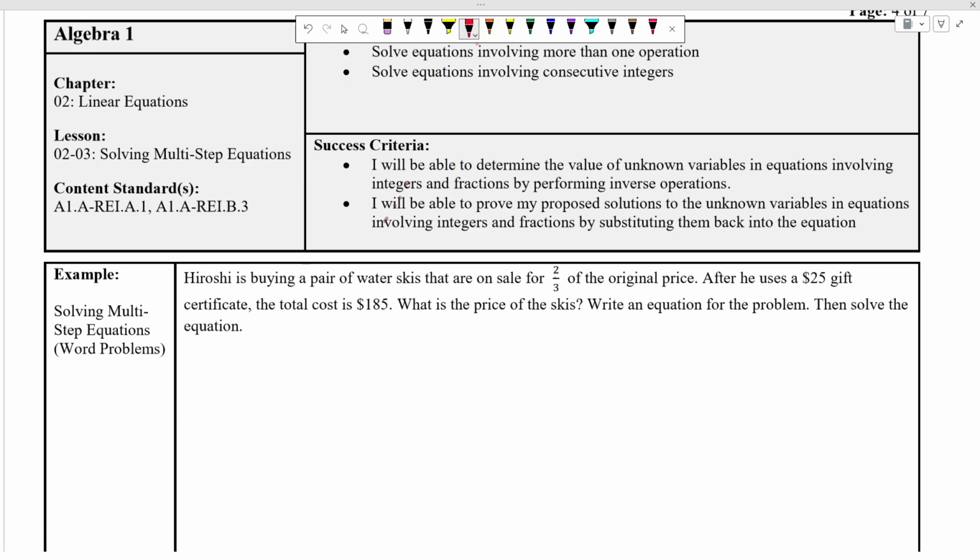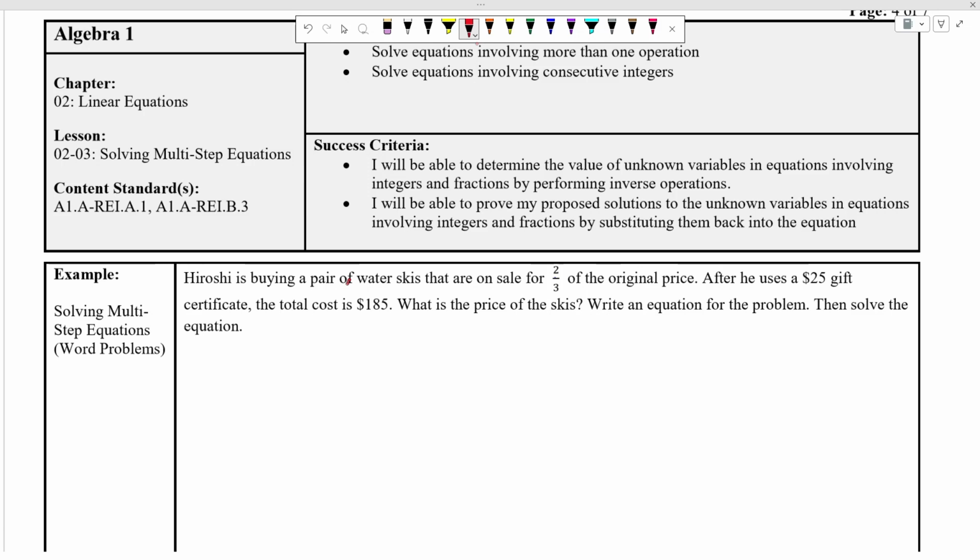So, we have to analyze this word problem first. We have to dissect what is happening and put the equation together. If we get the equation wrong, it doesn't matter what we do from that point forward. Everything else is going to be wrong. So it is absolutely essential that we get this equation correct here. I'm going to read through this to get a sense of what's happening. He's buying a pair of water skis that are on sale for 2/3 of the original price.